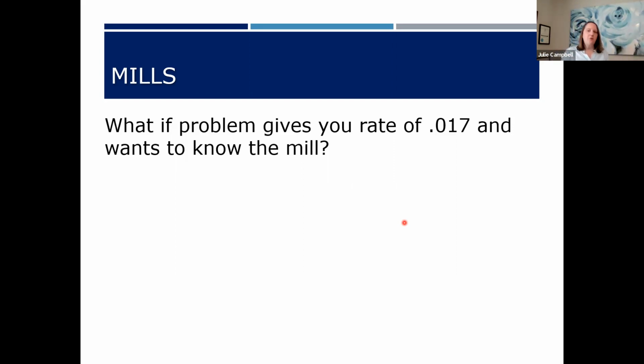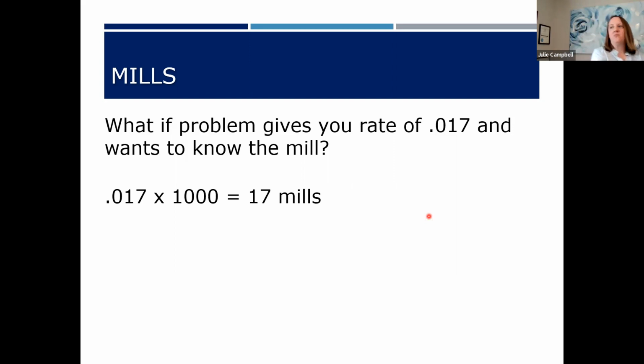So what if the problem gives you the rate of 0.017 and wants to know the mill? Well, didn't we divide to get to 0.017? So now to reverse that, we're going to say 0.017 times 1,000 to give us 17 mills.